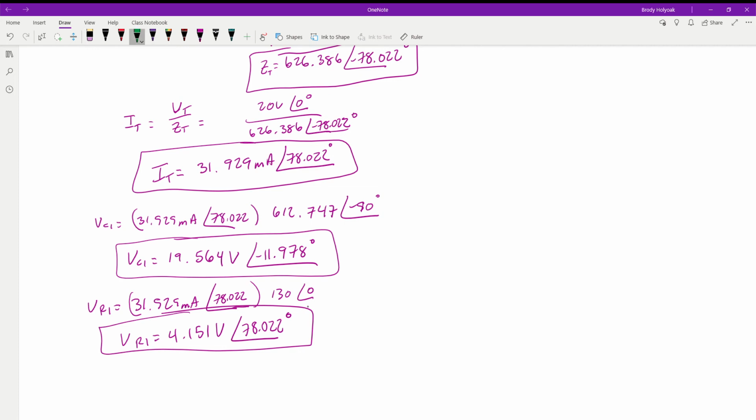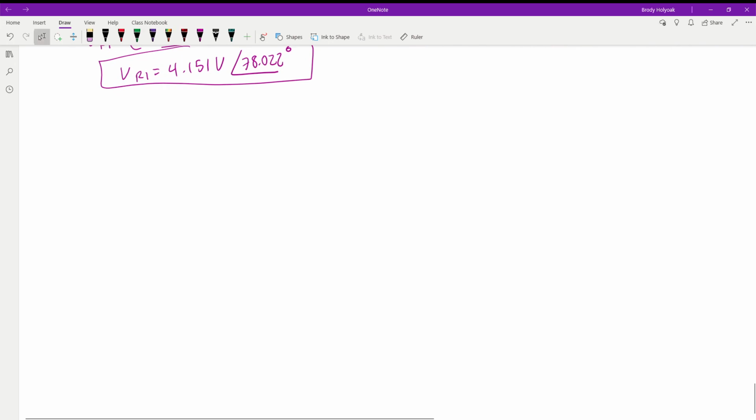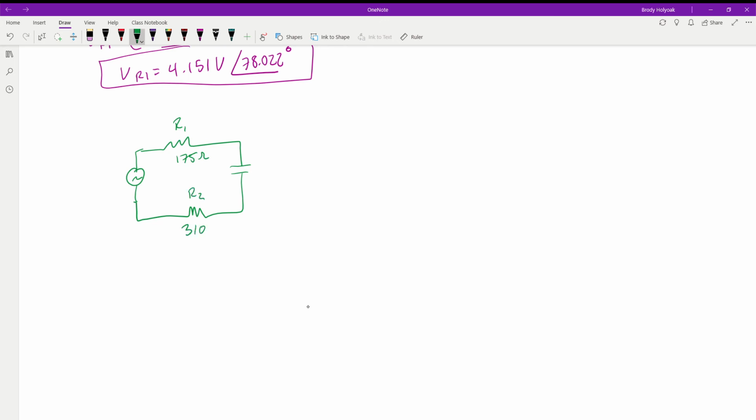The last equation I have for series circuits is we're going to add more resistance to it. So now we have two resistors. So we're going to have R1, capacitor 1, and resistor 2 connected up to our AC source. R1 is 175 ohms. R2 is 310 ohms, and capacitor 1 is equal to 300 nanofarads. The voltage that we have is 10 volts peak, at a frequency of 400 hertz.